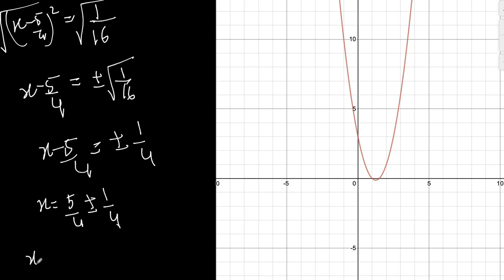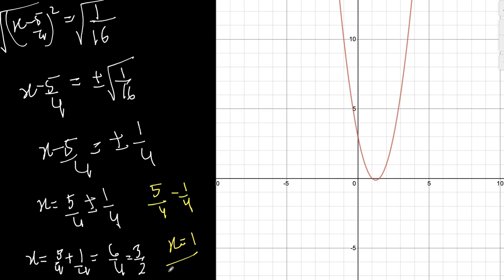So if you are taking positive, it will become 5 over 4 plus 1 over 4, which will give you 6 over 4, which is 3 over 2. Okay, now if you are taking negative, you will get 5 over 4 minus 1 over 4, which is 4 over 4, so you will get x is equal to 1. So these are the two roots of the quadratic equation, and we can see from the graph it is cutting at x equal to 1 here.